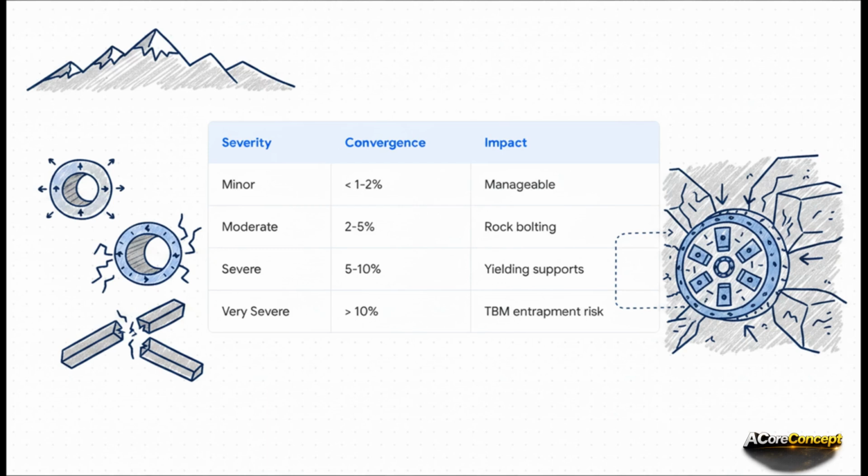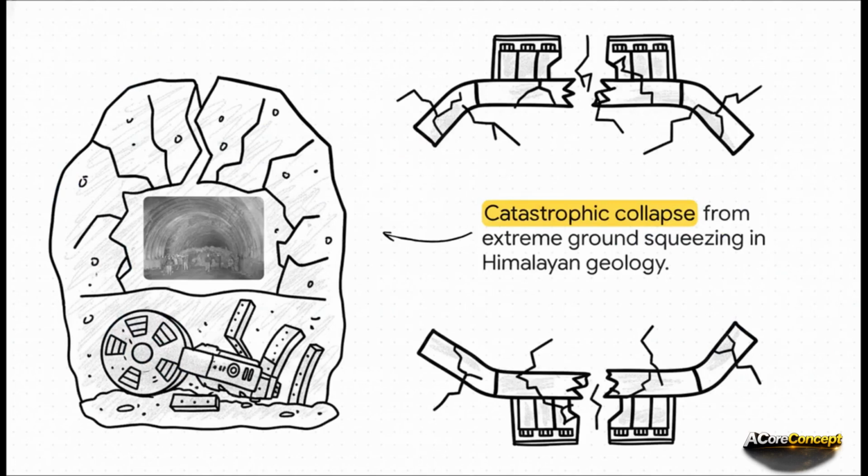And if you're using a tunnel boring machine, a TBM, you are in extreme danger. The machine can get entirely jammed and permanently trapped by the converging rock. The crucial takeaway here is that miscalculating plastic deformation doesn't just result in a failed grade in a structural engineering class. It causes catastrophic structural collapses. We're talking about burying massive tunnel boring equipment and entirely halting multi-million-dollar hydro projects, all because the squeezing rock mass simply overpowered the engineered support systems.